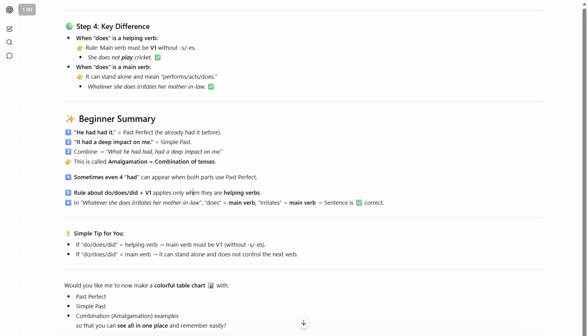Would you like me to now make a colorful table chart with past perfect, simple past, combination, examples so that you can see all in one place and remember easily?